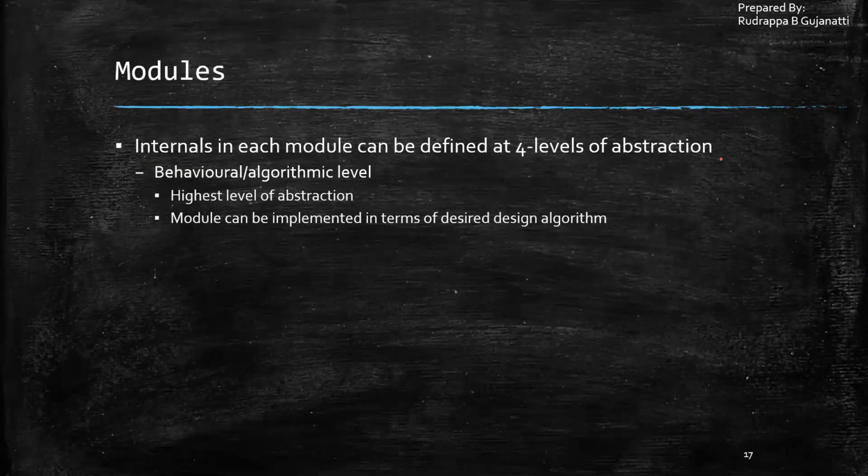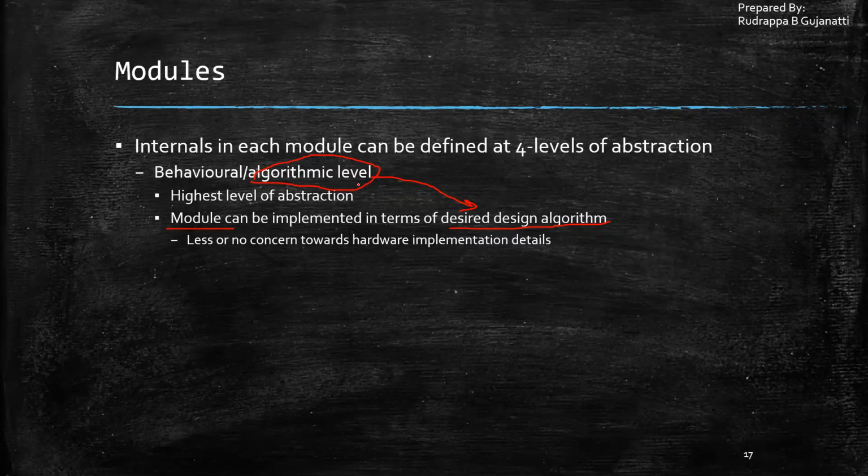Here modules can be implemented in terms of the desired design algorithm. That is, an algorithmic approach will be used to implement the desired functionality or the desired digital circuit design. Whenever you are writing code at the behavioral or algorithmic level of abstraction, you are not concerned about how the hardware implementation is actually done at the back end.